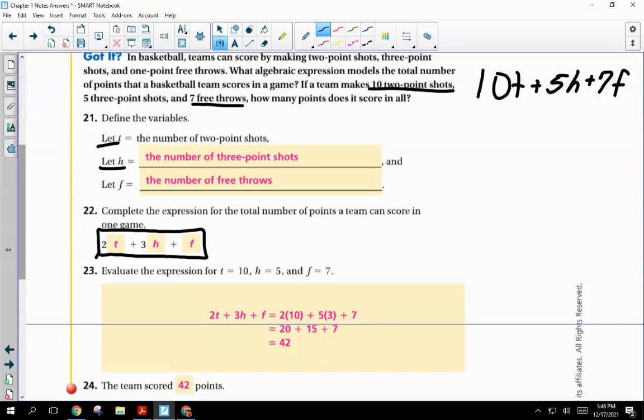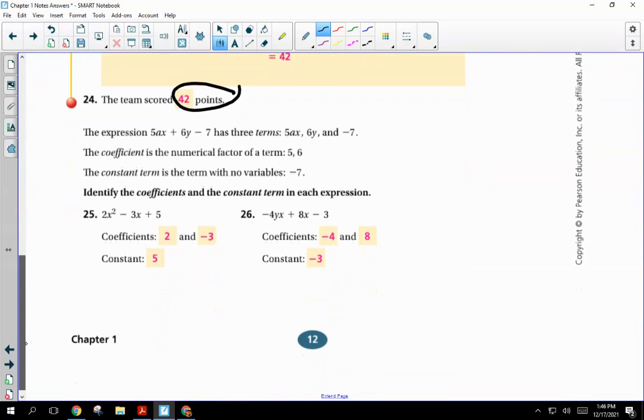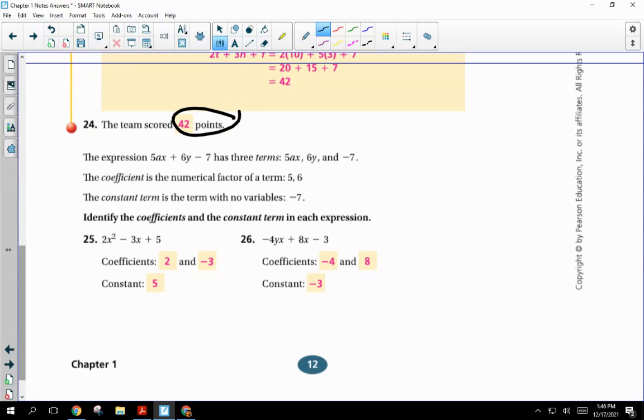And we are just copying what we learned down there to up here. You're going to insert those numbers in, and you get 42. There you go. And the expression 5ax plus 6y minus 7 has 3 terms. We're not going to do this part here. I'm just going to stop that.